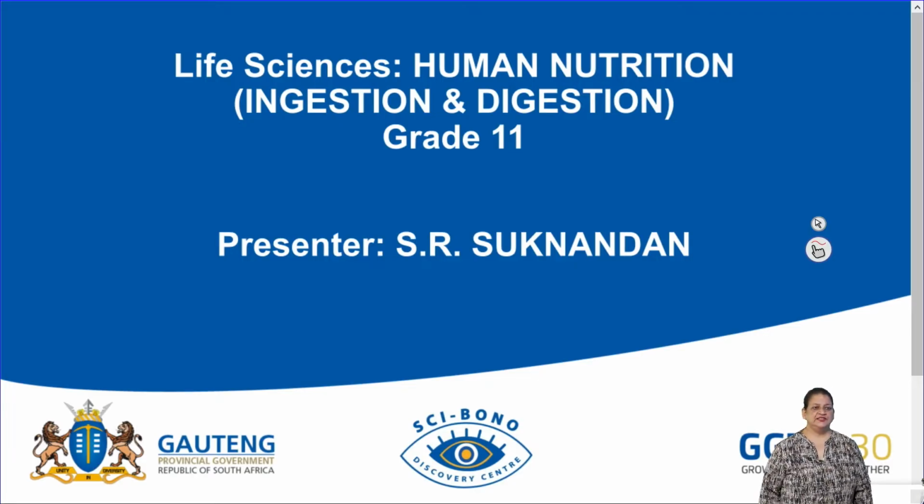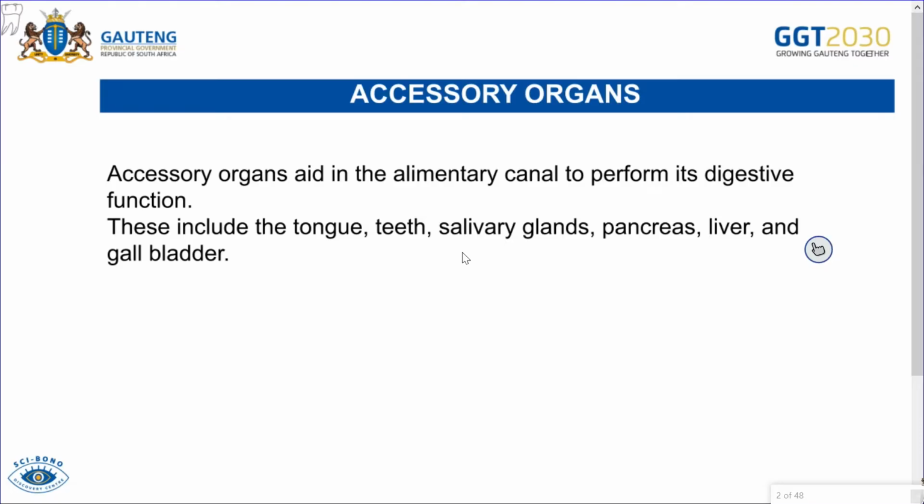Good day, learners. Today's lesson is going to be about human nutrition, ingestion, and digestion. The first thing that you need to know are some of the concepts relating to nutrition, such as the accessory organ. An accessory organ is an organ that lies off to the side of the mainstream of the digestive system. You have other organs that are not directly attached to the main system. That's why it's called an accessory organ. An accessory organ aids the alimentary canal to perform its digestive function.